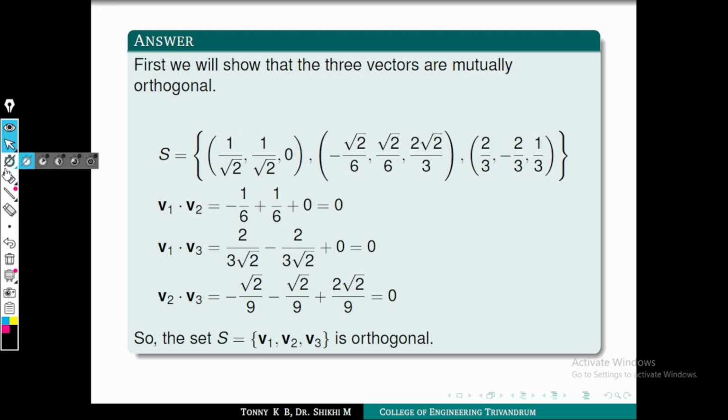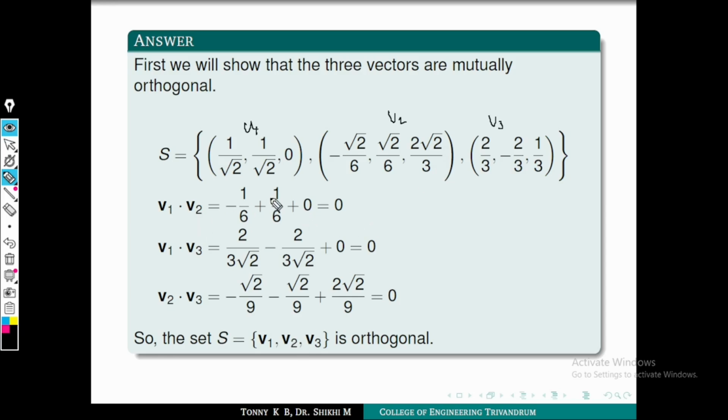Let us have these vectors as v1, v2 and v3. We will check whether v1 dot v2, v1 dot v3 and v2 dot v3 are all zeros. So what is v1 dot v2? It is 1 by root 2 into minus 2 by 6, that is minus 1 by 6. Then 1 by root 2 into root 2 by 6, that is 1 by 6. 0 into 2 root 2 by 3 is equal to 0. So the sum is equal to 0.